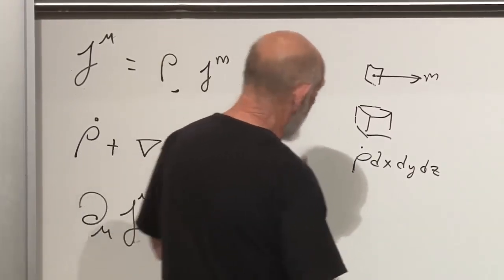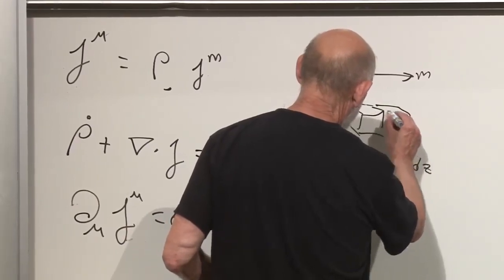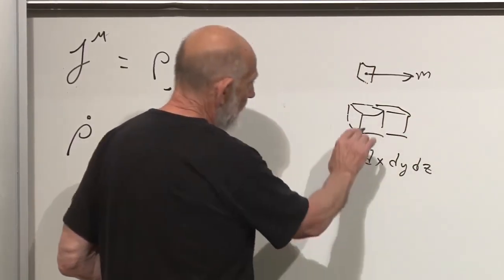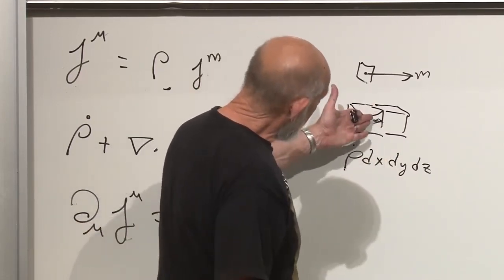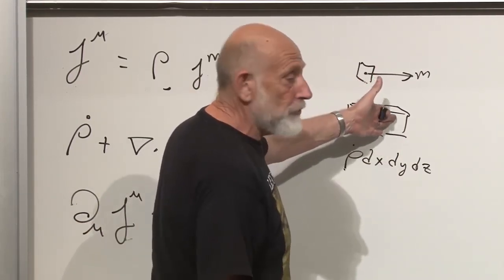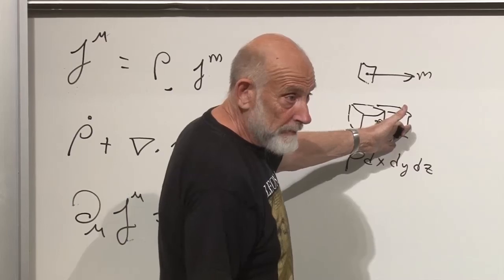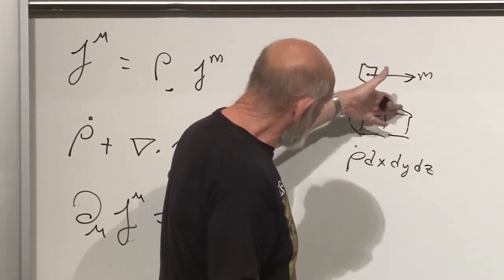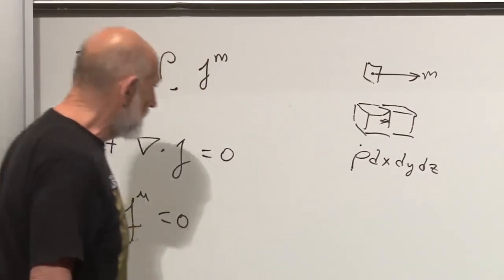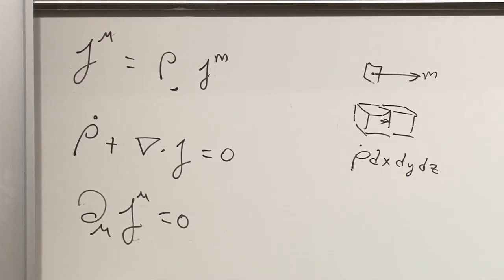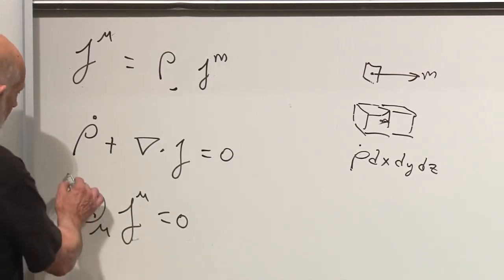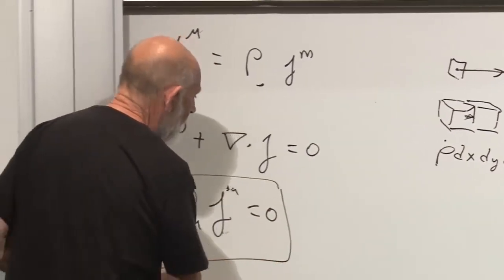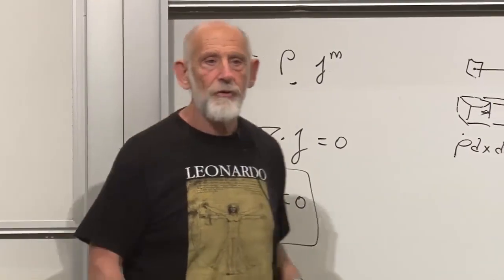And in fact, if you want to know where that charge went, you go to the next box, and you discover that the current passing through this window over here just adds charge to the next box. So the charge that disappears in this box goes into the neighboring box. And that's charge conservation.